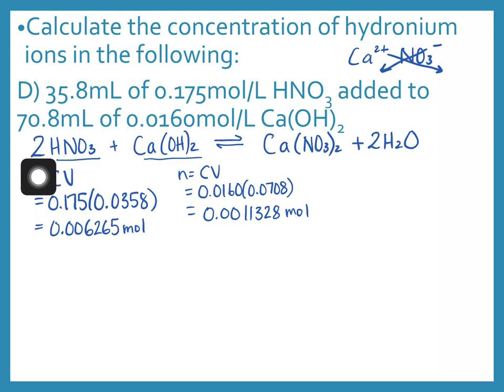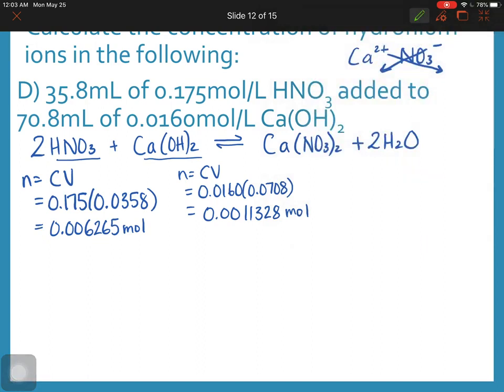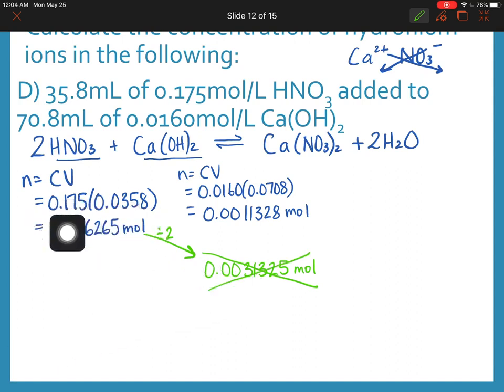What I also know from the balanced equation is that I need twice as many moles of nitric acid as I do calcium hydroxide. So that means that for this amount of nitric acid, I need half the amount of calcium hydroxide. So if I divide that by 2, I'm going to get 0.0031325 moles, and if I look, I do not have that many moles of calcium hydroxide. So that means that I don't have enough calcium hydroxide for this amount of nitric acid.